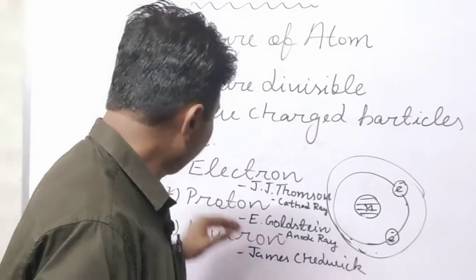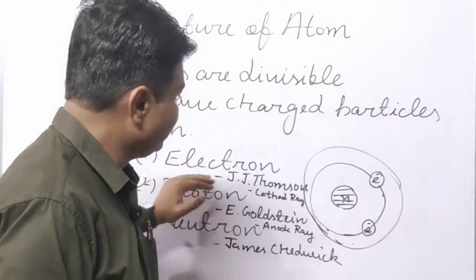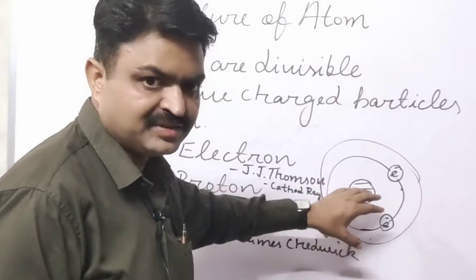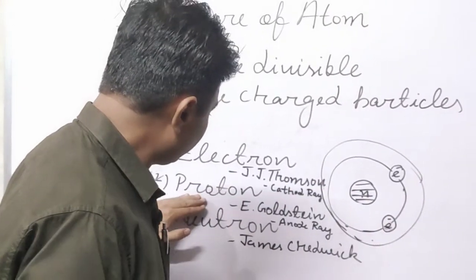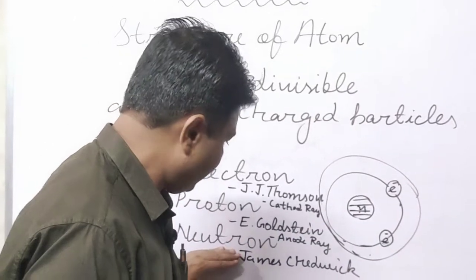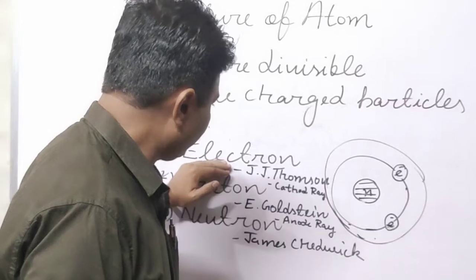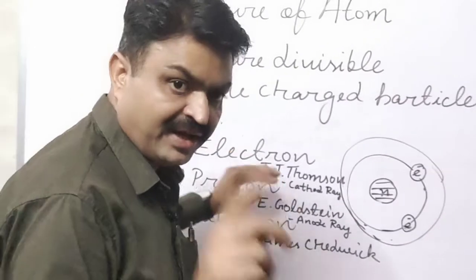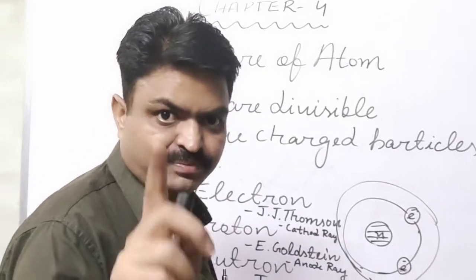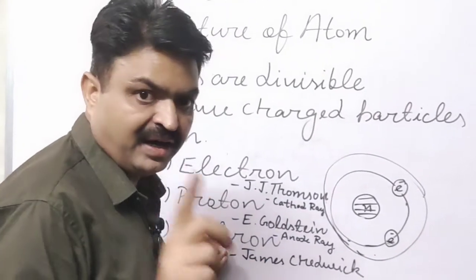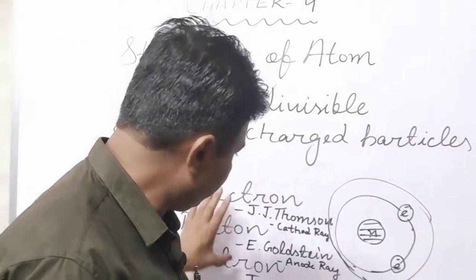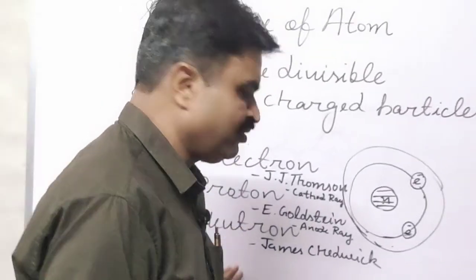So you learn it: who discovered the electron? J.J. Thomson. And where are the electrons found? They are found around the nucleus inside the cells. Protons are found inside the nucleus. Neutrons are also found in the nucleus. Electrons are negatively charged particles. Protons are positively charged particles. Neutrons are neutral particles. They don't have any charge. So that is about the electron, proton and neutron.